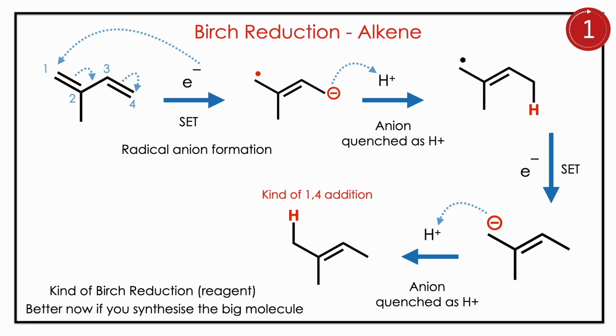Starting from the diene, you end up with a kind of rearranged diene. So the final product you have is the 1,4 addition product. The concept you have to learn here is which reagent is active. It can reduce conjugated dienes.